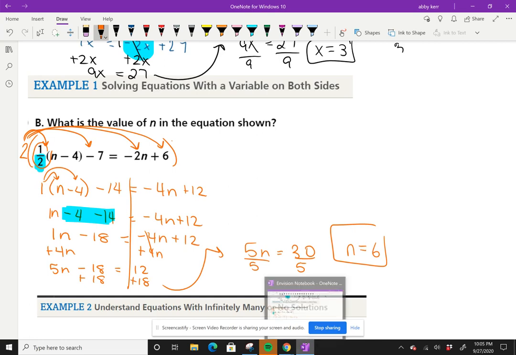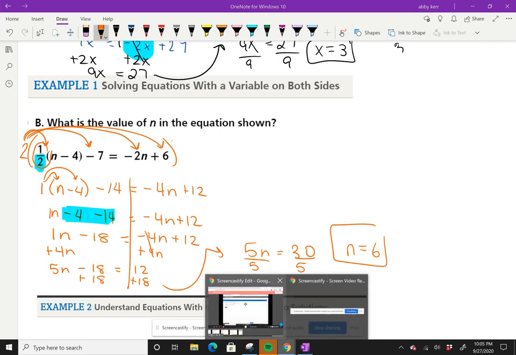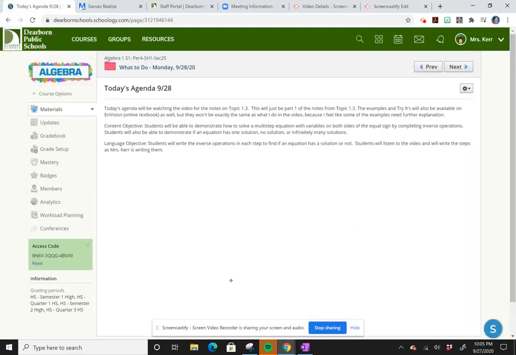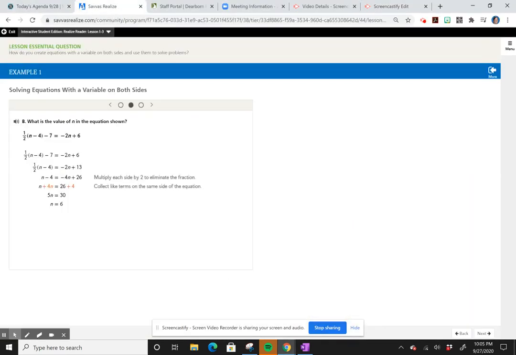Now you could go back to the actual book, and you can see, and then it's basically the same steps. It said multiply each side by 2 to eliminate the fraction. So we did that. And then they call it collect like terms. I combine like terms. So they moved the minus 4n. They added 4n on both sides and added 4. So the one thing I do not like about this way is that they did not show you the inverse operations on both sides.